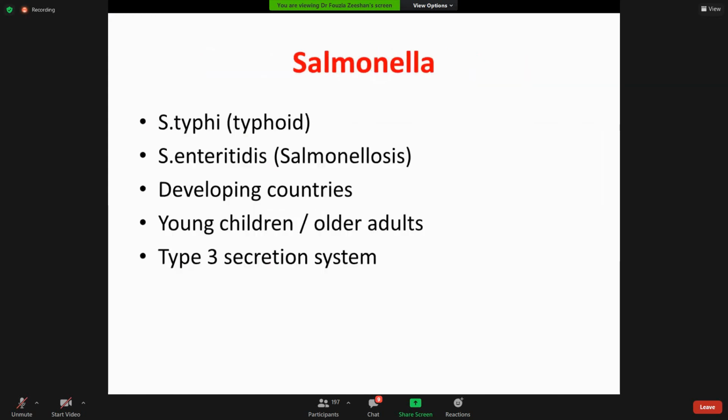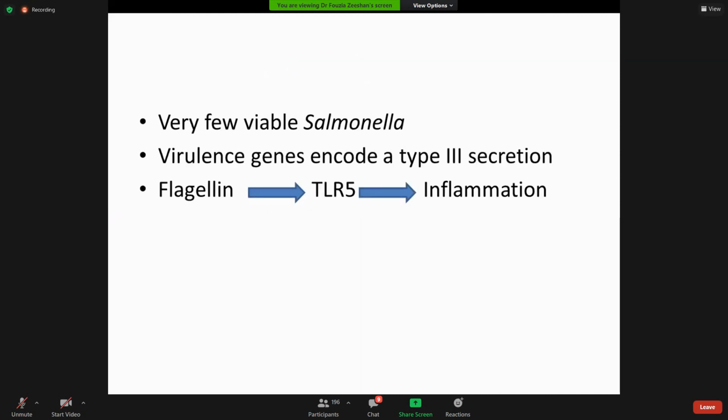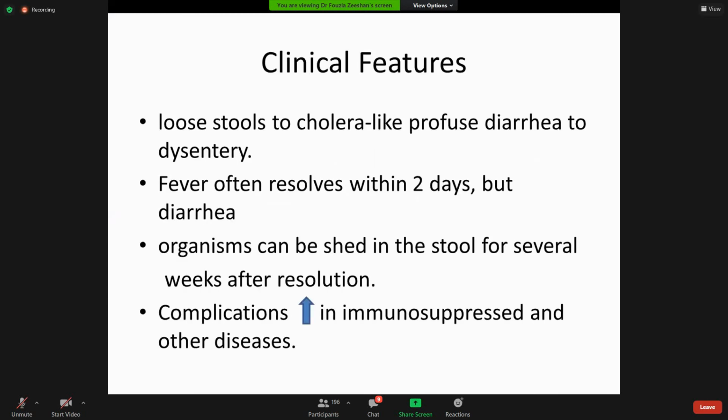Salmonella causes typhoid and salmonellosis. It is found in developing countries. We had a very bad epidemic of typhoid in the last few days, and it is also associated with the type 3 secretion system. Clinical features: it starts with loose stools, then progresses to cholera-like profuse diarrhea and fever.